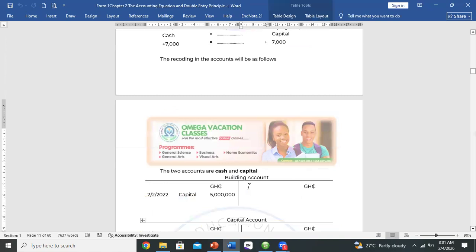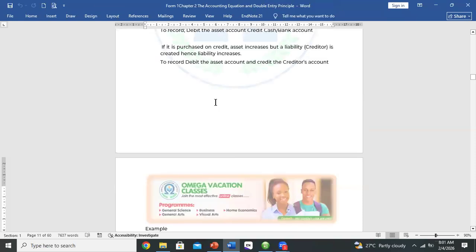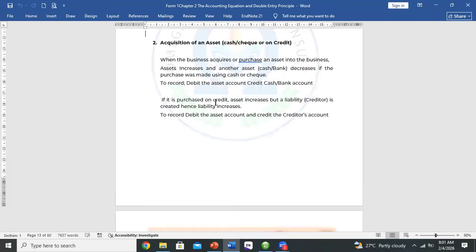When the business buys or acquires an asset, acquisition of an asset. So let me do it this way for you by way of revision. Anytime a business buys or acquires an asset, if you analyze the transaction, you see that an asset could be a vehicle, a land, or a machine. It's an impersonal item, but it is real. We can see land, we can see a vehicle, right?